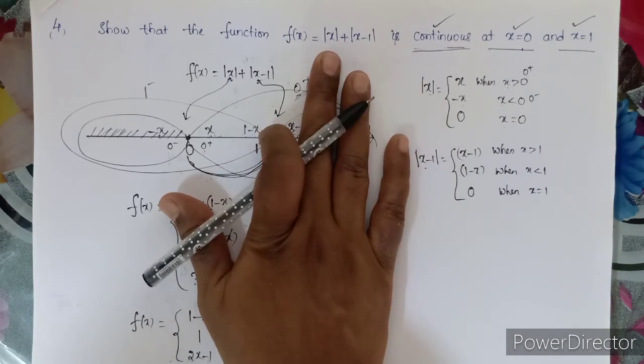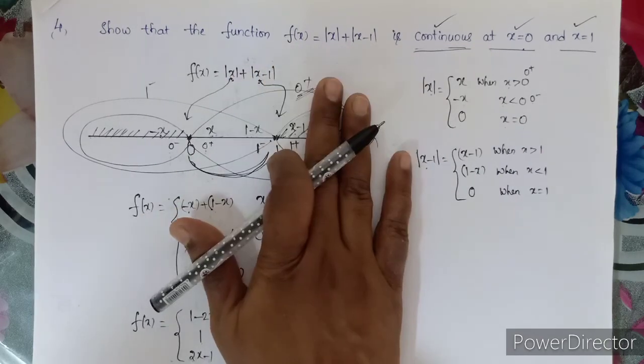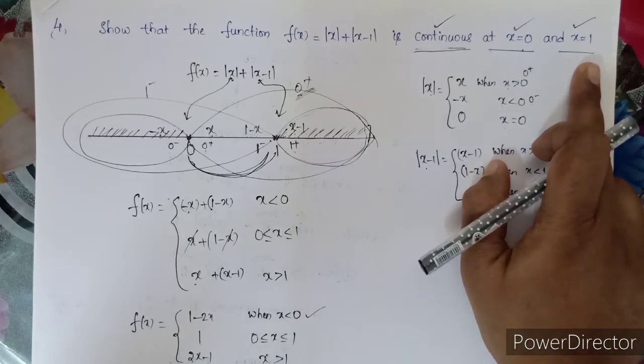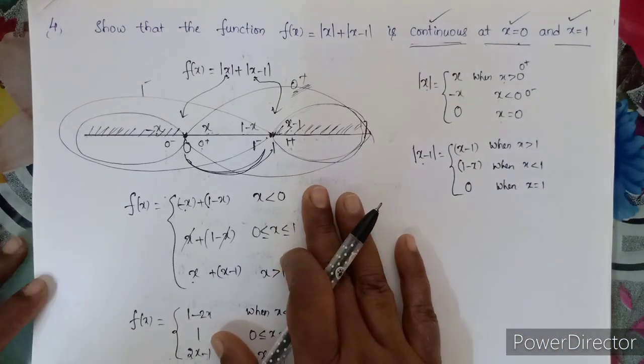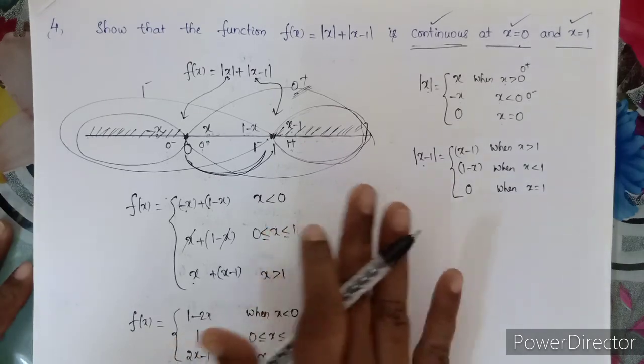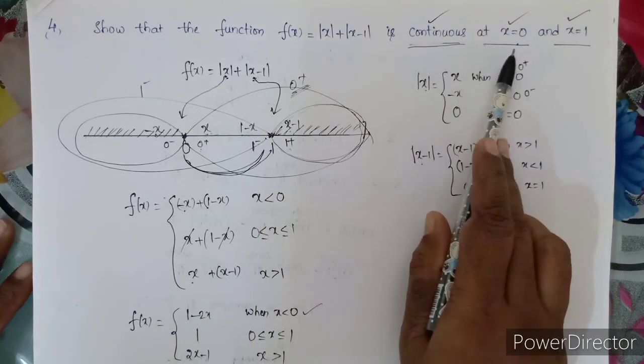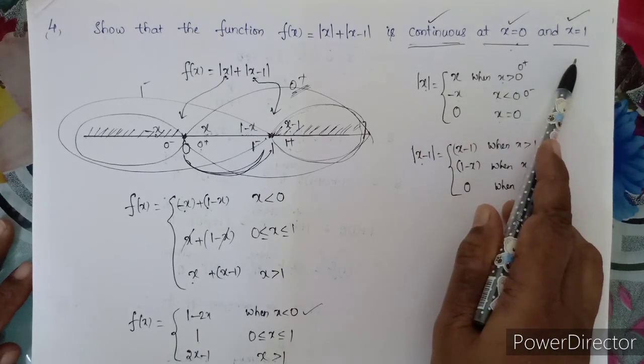Similarly, this same function is not differentiable at x equal to 0 and x equal to 1. That we'll see in the differentiability chapter. Now, the running topic is continuity, so that is why we have tested only continuity. So, definitely this function is continuous at x equal to 0 and x equal to 1.